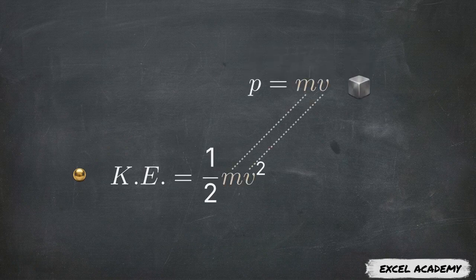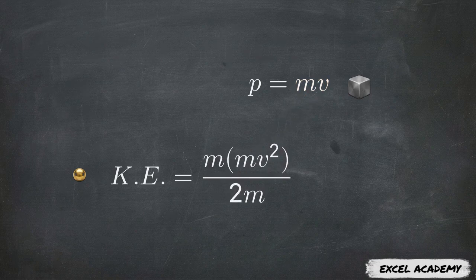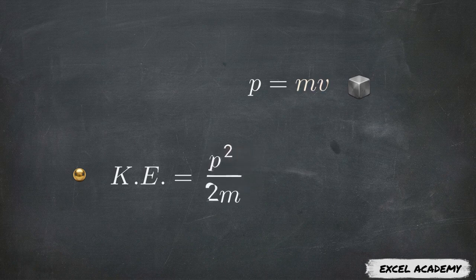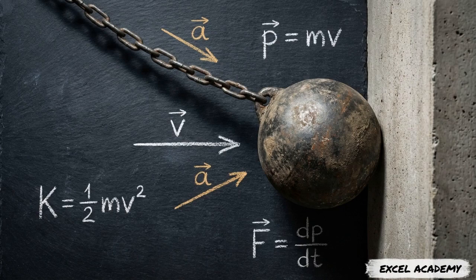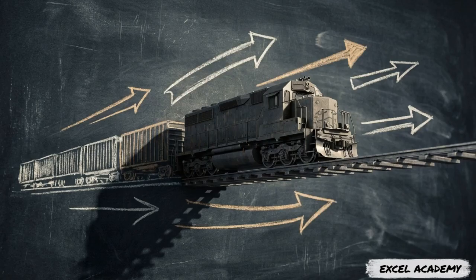This breakdown shows the derivation. Multiply the baseline formula top and bottom by mass. Because mass times velocity equals momentum, p, substitute to get kinetic energy equals momentum squared over 2m. If a collision doubles momentum, the squared variable dictates kinetic energy quadruples. Kinetic energy serves as the stored, measurable asset of a moving object. It is intrinsically tied to mass and momentum, waiting to be spent.